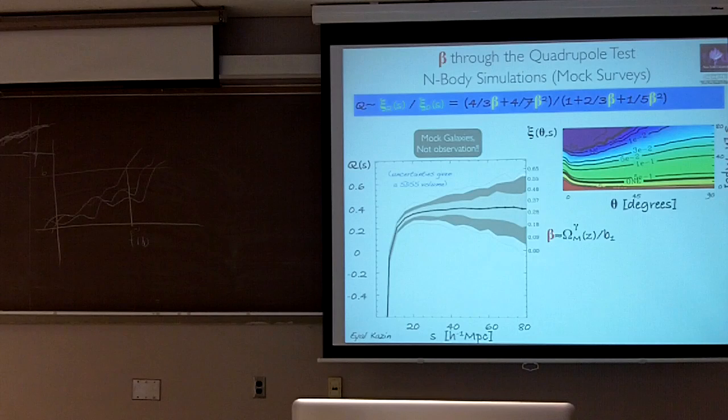So these are results from n-body simulations. And this is the statistic Q, meaning the quadrupole over the monopole. And as you see, according to n-body simulations at very large scales, it becomes flat. This sharp signature is due to nonlinearities, which aren't taken into account in this theory. And so this is what we get according to simulations. And this variance is again due to the limited size of the volume, meaning this is cosmic variance.